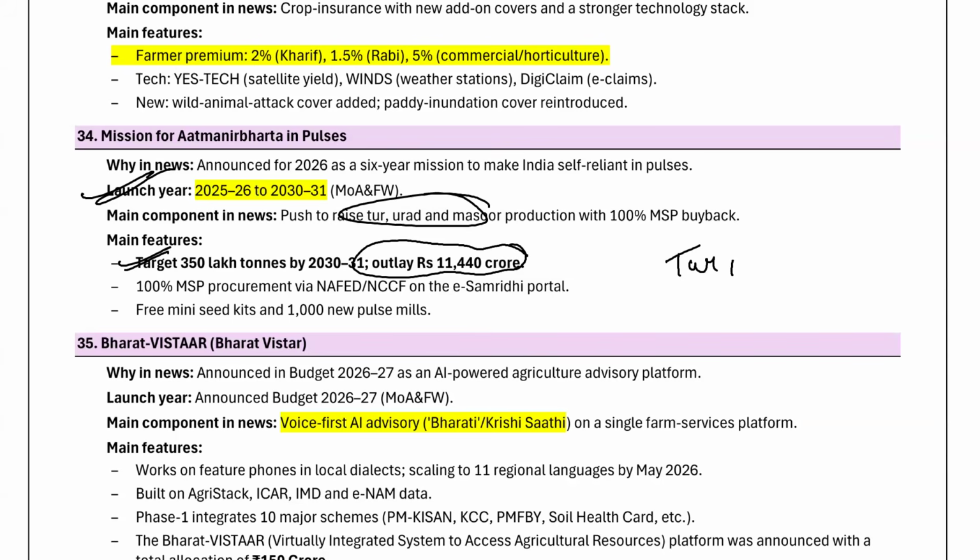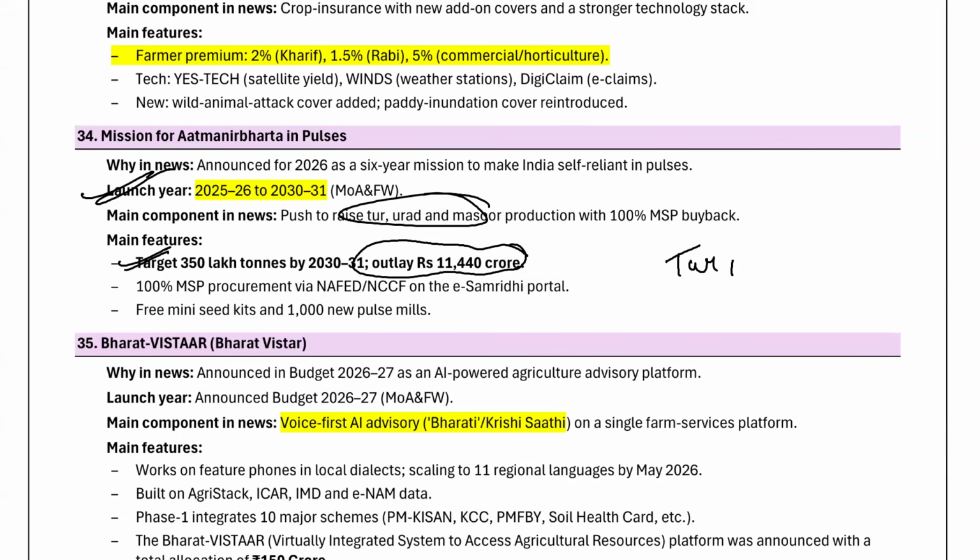Atmanirbharta in pulses. The exam keyword you should remember is that it is a pulse mission, and the memory trick by which you can understand it is a dal revolution. Import less, produce more. Again, this mission is for import less, produce more.